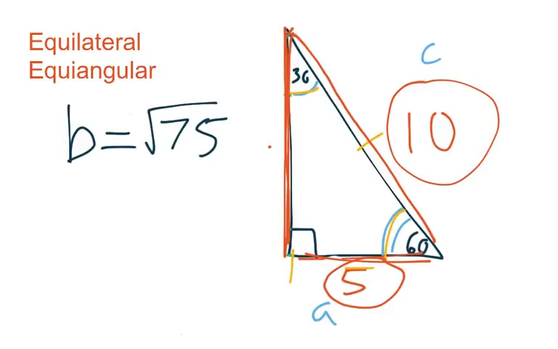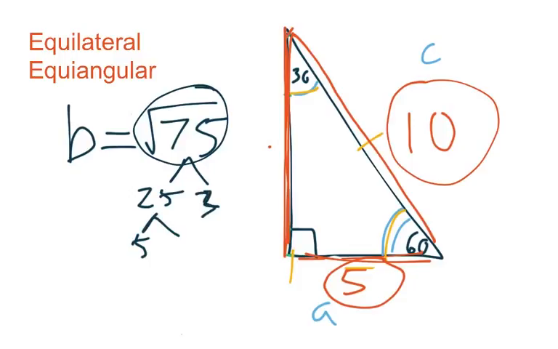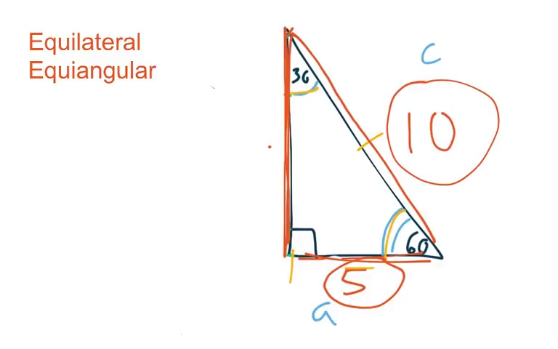So b equals the square root of 75, and you might already see where this is going with the radical. We can simplify this. So you'll make your factor tree and get 25 and 3, and 5 and 5. And you will find that b equals 5 square roots of 3. Therefore, the missing side is 5 square roots of 3, and we have all three of our sides. However, we did have to use the Pythagorean theorem.